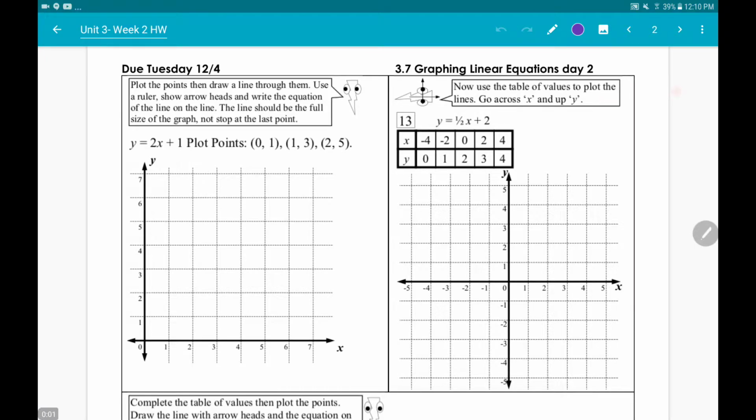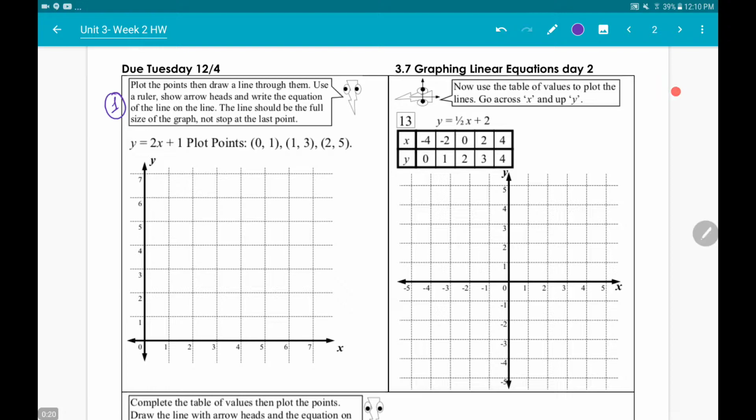Hi guys, so our first video this week is on graphing linear equations. We are going to be doing day 2 of this on Tuesday. So before we start, I just want us to recap how to plot some points in the form of a linear equation.